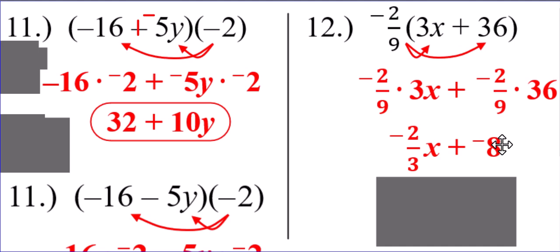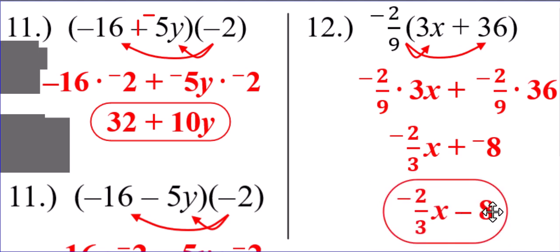Oh, but before you circle that, do you see what I see? We have two symbols in between, not considered simplest form. So we're going to use the fact that subtraction is the same as adding the opposite, but we're going to do it backwards. And that's going to make negative 2/3 x minus 8 instead of saying plus negative 8.